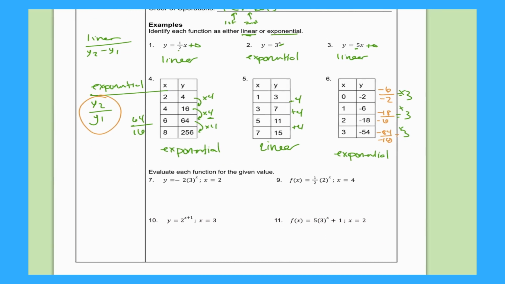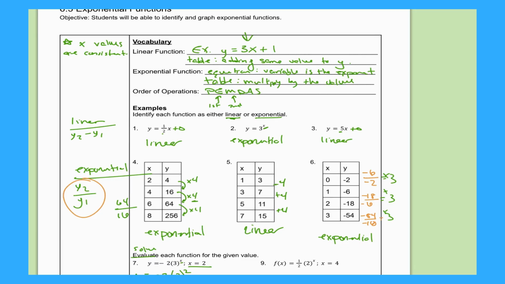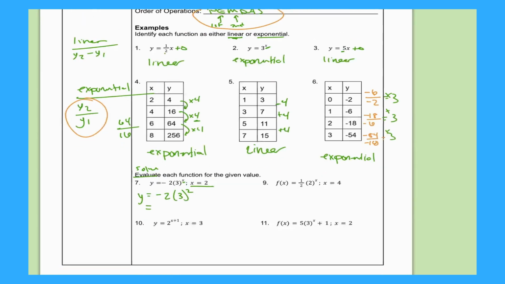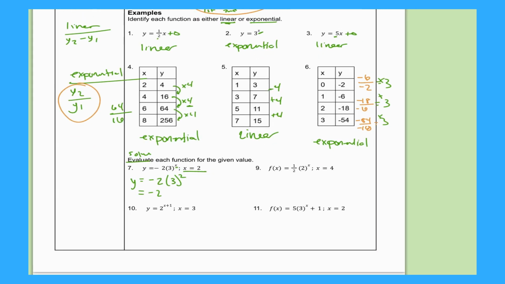And then for this next set where it says evaluate, that means we're going to solve for the given value. So for example, number 7, it says x equals 2. So I'm replacing that variable x with 2. So I'm going to have y equals negative 2 times 3 to the second. And then you can put it in the calculator or we can solve it by hand. If we solve it by hand, this is where that order of operations comes in, that we have to do our exponents before we can multiply. So I would have to do 3 squared first, which is 9. Then I can multiply by negative 2, and we get negative 18.